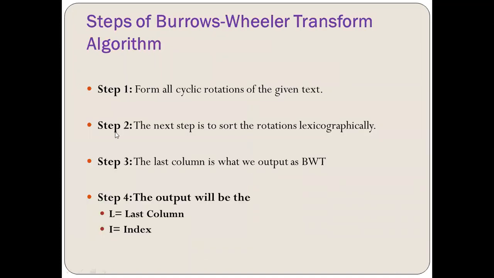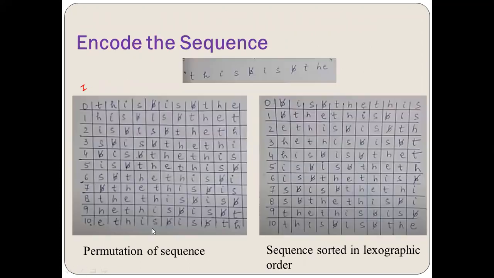The next step we have is to sort the rotations lexicographically. So again, I need to make one more table or matrix in which I'm going to do the same thing, that is 11 rows will be defined. What are these 11 rows? 0 to 10, right? Now I have to form the lexicographic order. What is lexicographic order?